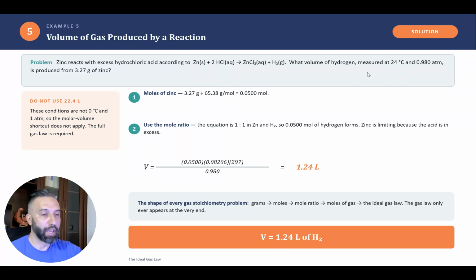Or here, I mean, actually, you can't, because here they gave you the temperature. I apologize. If the temperature were 0 and pressure 1 atm, you could use the fact that each mole of gas takes 22.4 liters. But here you just need to plug this data into the ideal gas equation, and we get the solution.